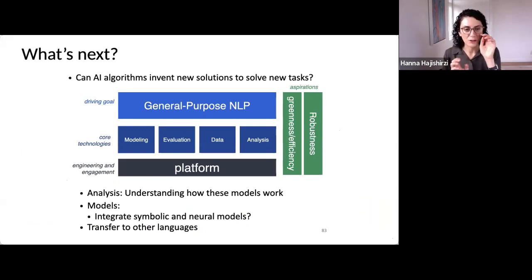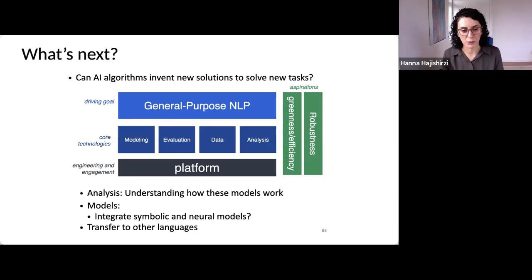Basically, this is where we are trying to make more improvements. Our goal is to build general purpose NLP and vision models. Our aspirations are around having robust models, where at the same time we want them to be efficient. We would like to put emphasis on modeling, evaluation, data and analysis, and we also like to be engaged with engineering to have a better engineering platform. So all these four components are really important and necessary to see how these different proposed models work.